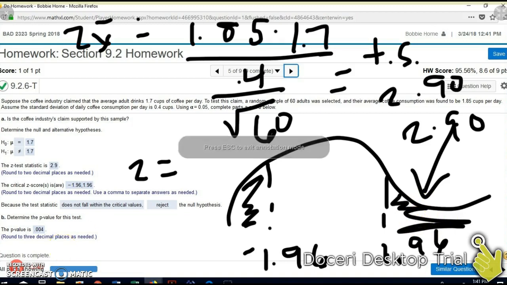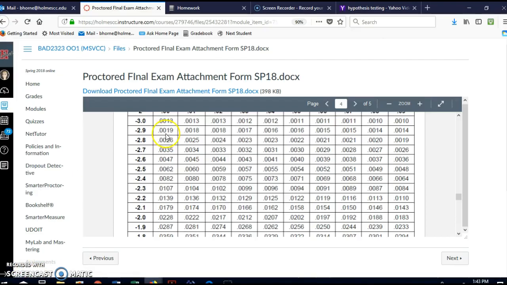The p-value, if you look up negative 1.96 for your p-value, you have to times that by 2. So whatever you get there, you have to times that by 2. So your p-value for this test, let's see if we have time, is 0.0019, times that by 2, and that's how you get 0.004. It rounds up.